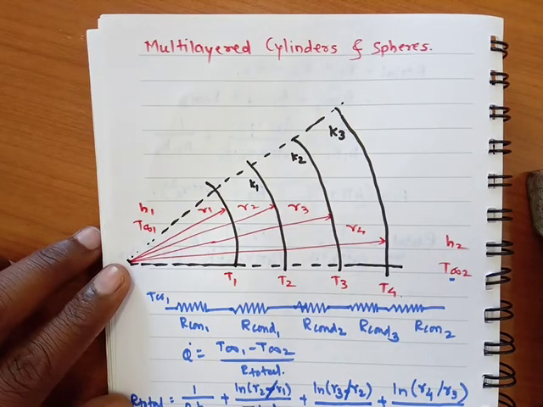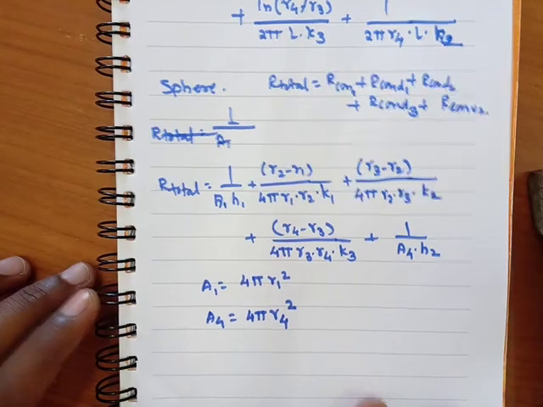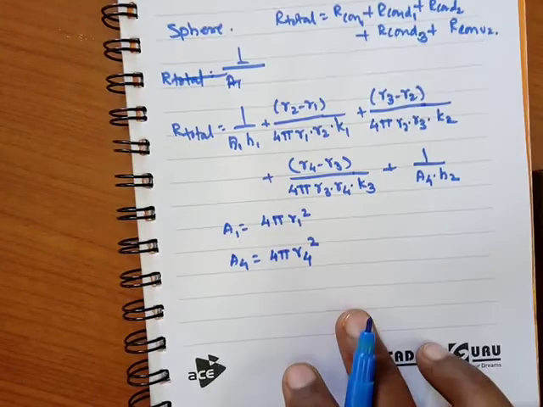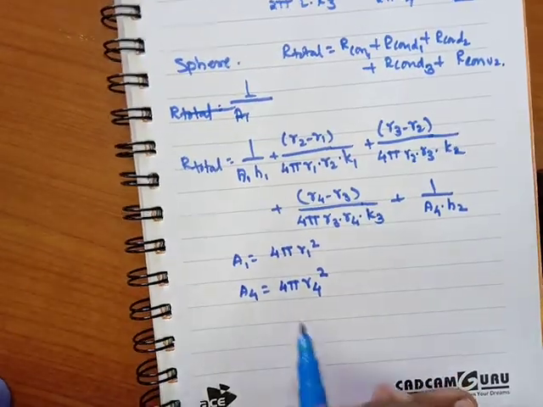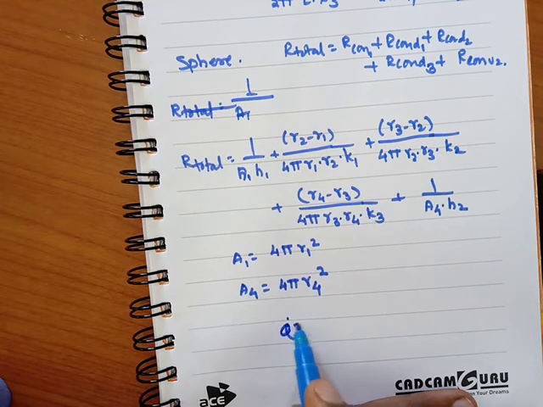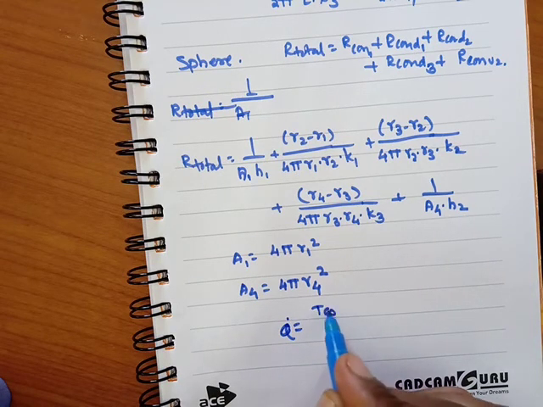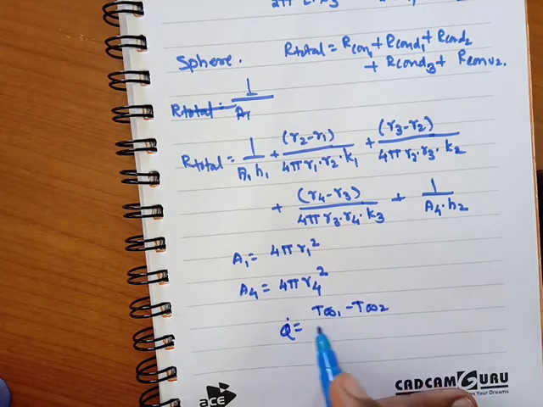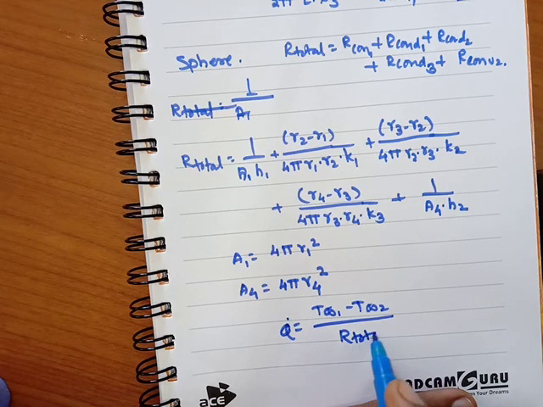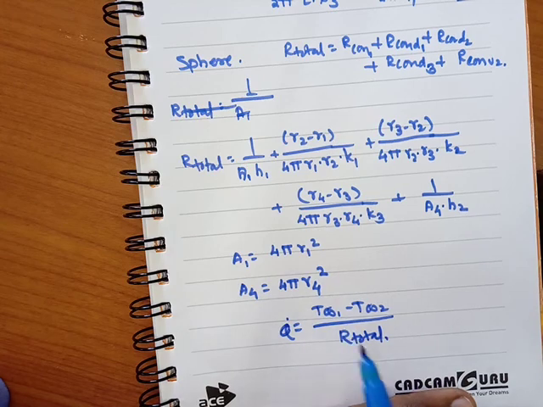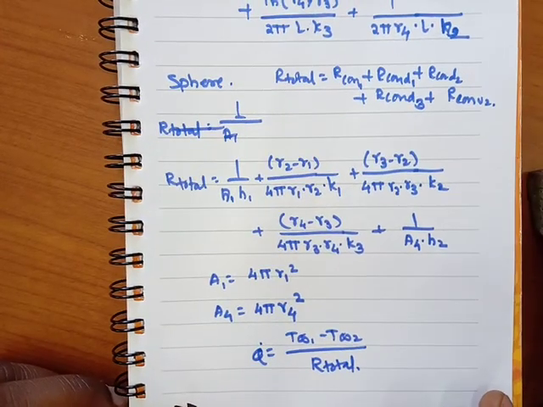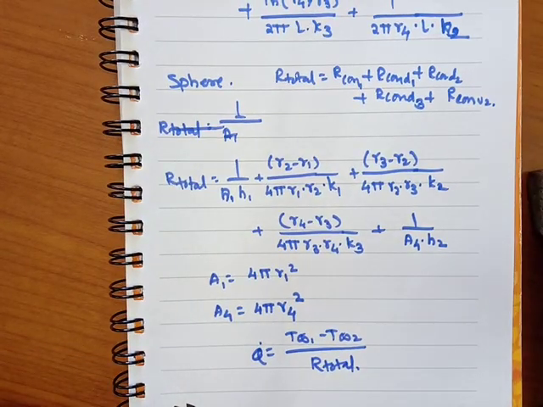So this is the formula for total thermal resistance. According to this, Q is equal to T infinity 1 minus T infinity 2 divided by R total. If you substitute the value of R total in that formula, then we will find the total heat transfer. Thank you.